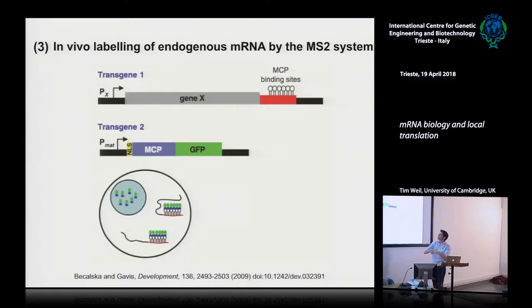Then a second transgene, which we put into a different fly, will be the coat protein that binds the stem loops, fused to a GFP. So now we have a protein that can decorate the RNA when these are co-expressed in the same cell. The stem loops bind to the coat protein, which now has the GFP attached. You'll notice there's a nuclear localization signal attached to the protein transgene. That means all the excess protein, which is still fluorescent, will be taken into the nucleus, which gives better signal to noise within the cytoplasm.